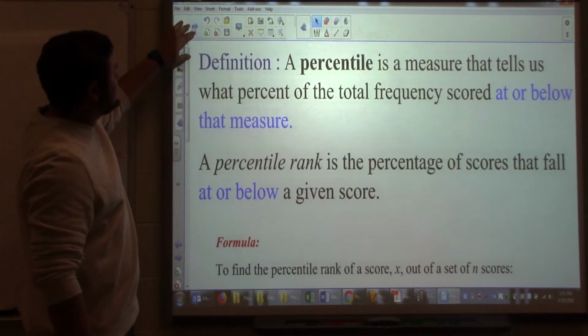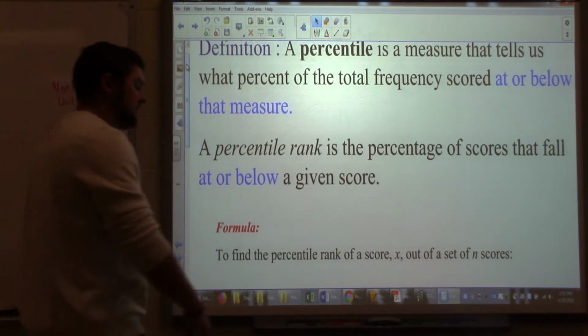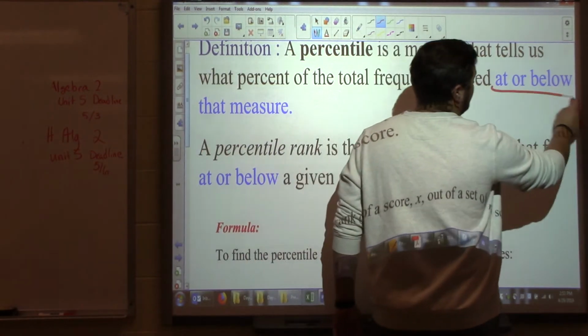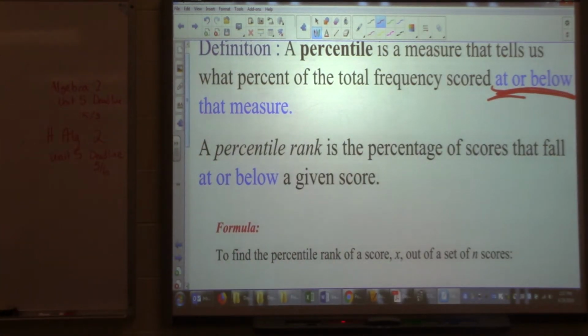Now, once again, percentile is measured. It tells us what percent of the total frequency scored at or below that measure. I can't stress this enough: at or below. Can't stress that enough. At or below your measure.